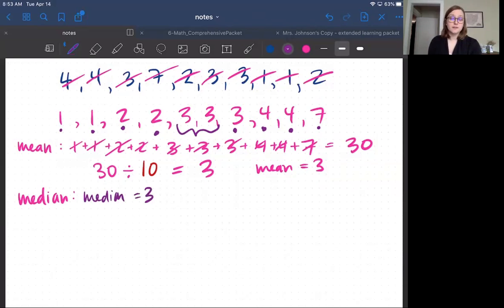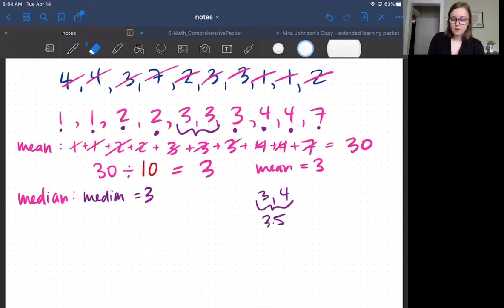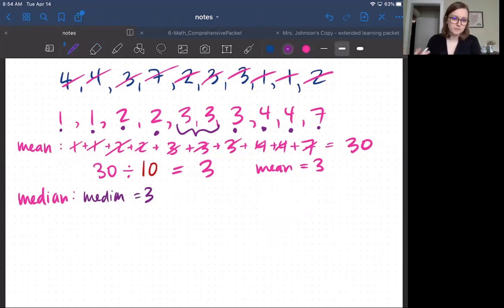If those were different, then I would need to find the number that was directly in between those. So for example, if we pretend that those 2 middle numbers were a 3 and a 4, I would have to ask myself what number is directly in the middle of 3 and 4, and it would be 3.5. But because they're both a 3, we know that it's just 3.